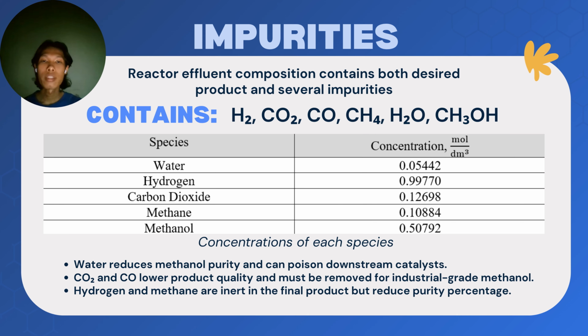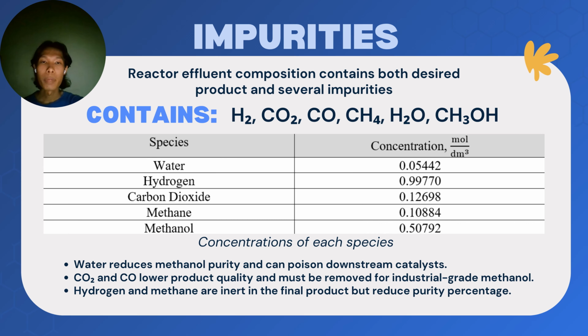Moving on to the reactor effluent, it is critical to note that our output isn't just pure methanol. As shown in the composition table, the effluent contains a mixture of the desired product alongside several impurities that must be managed. Composition overview. The primary species present include hydrogen, carbon dioxide, methane, and also water, with concentrations ranging from approximately 0.05 to nearly 1 mol per dm cubed. While methanol is our goal, these secondary components significantly impact our downstream processes.